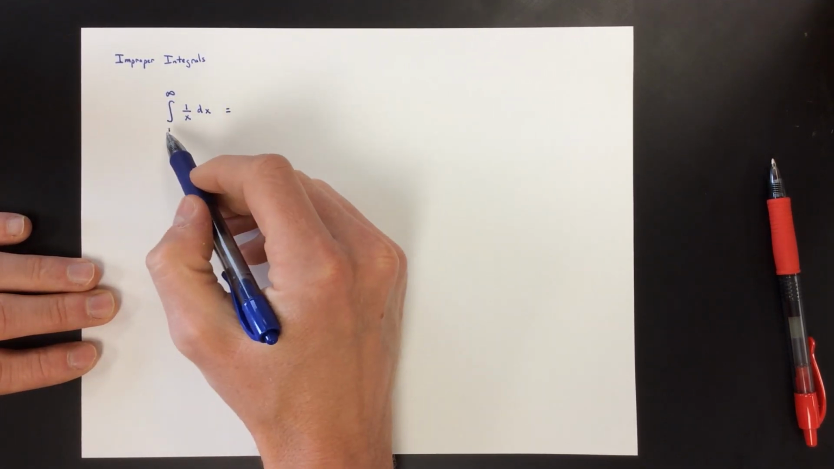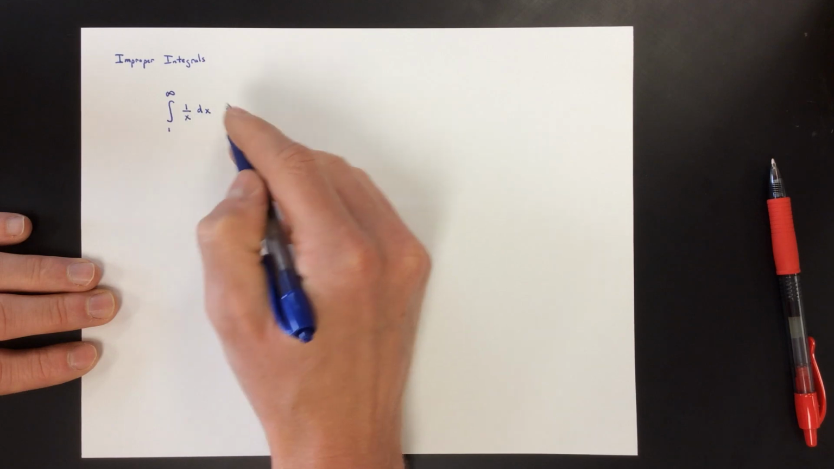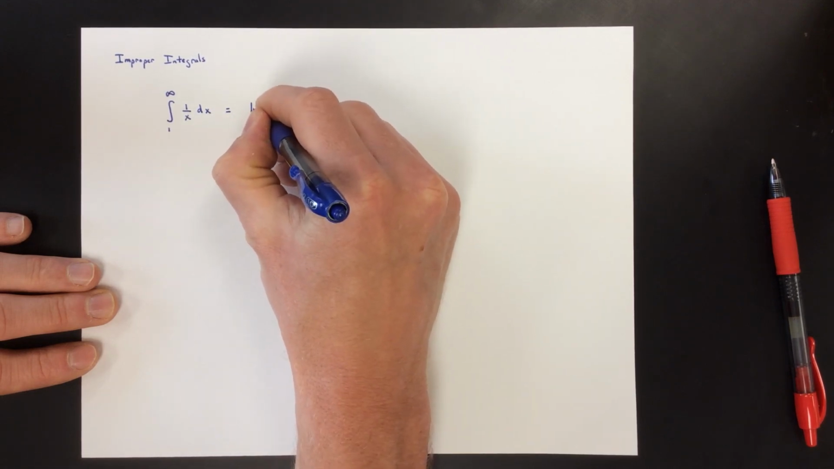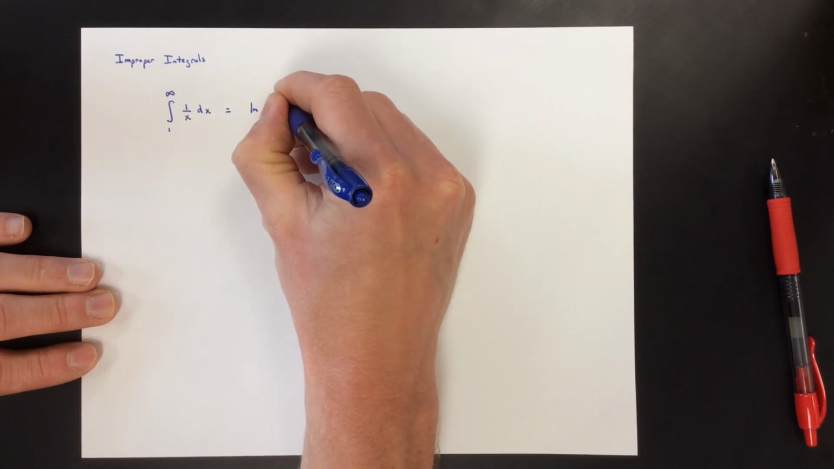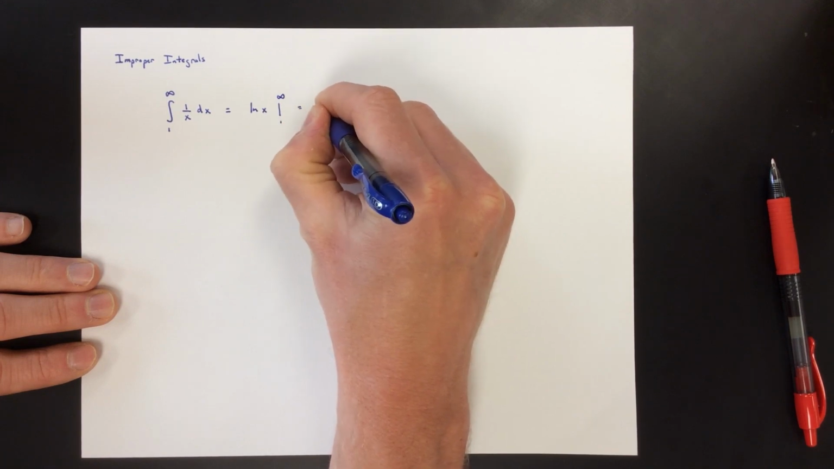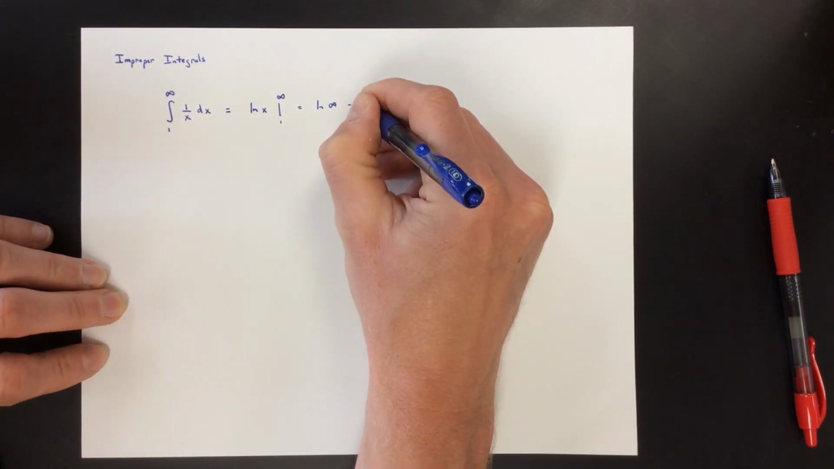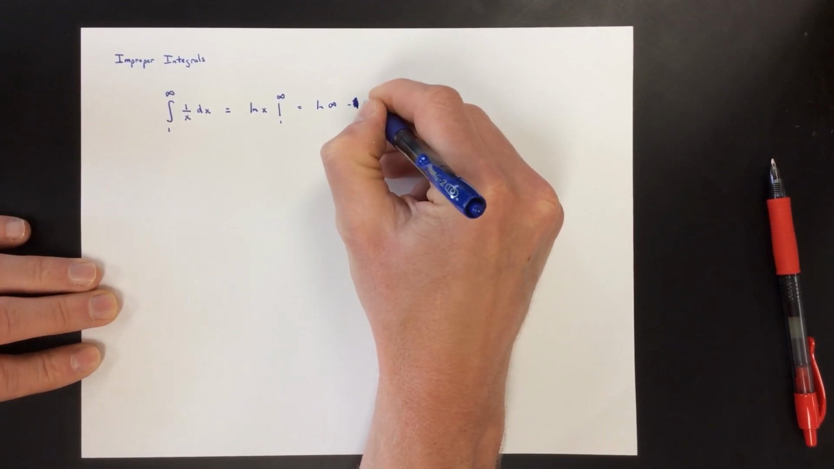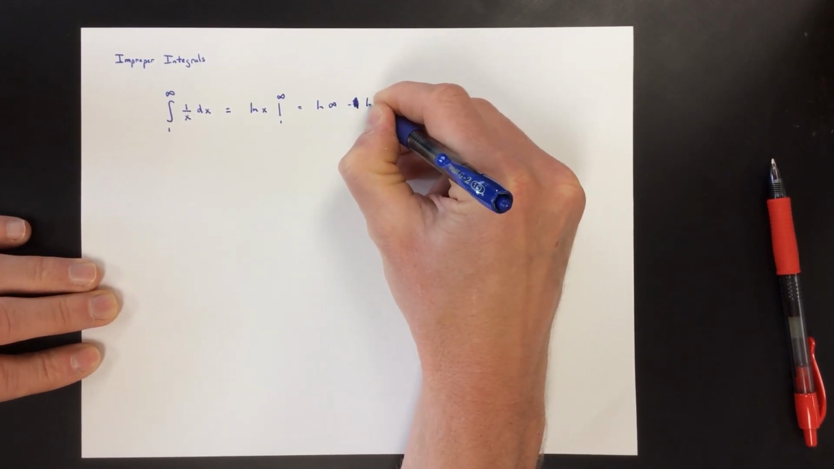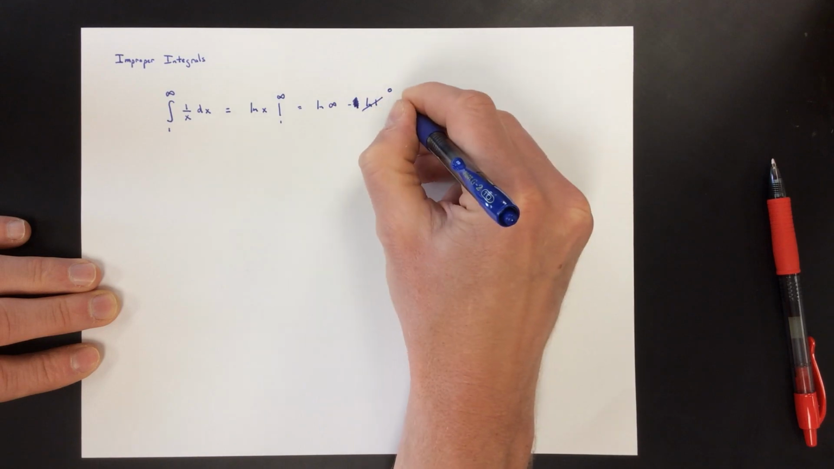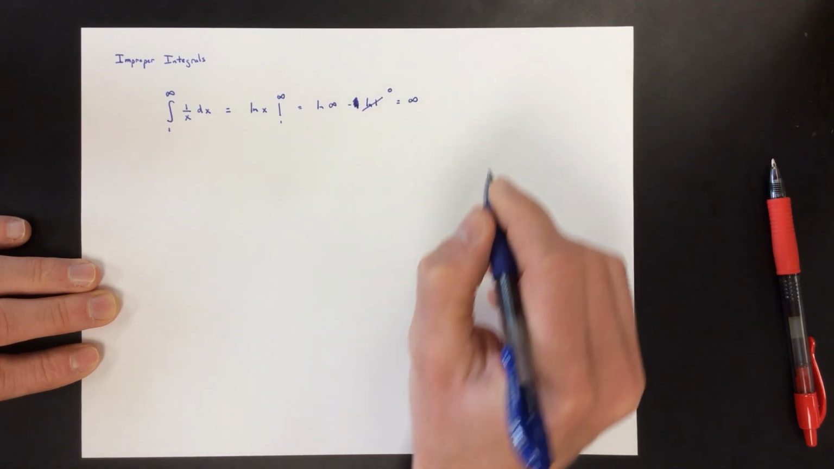So the integral from 1 to infinity of 1 over x. Well, the integral of 1 over x is the natural log of x. And then we evaluate from 1 to infinity. So this is the natural log of infinity minus the natural log of 1. The natural log of 1 is just 0, and the natural log of infinity is infinity.